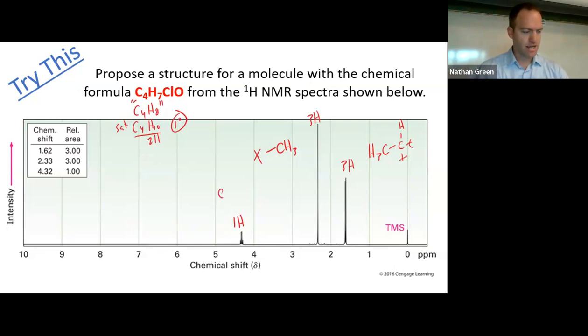Last thing over here is a CH with how many neighbors? 3. It's a quartet. Well, that is a CH next to a CH3. That's a CH next to a CH3. So those are probably related to each other. What else is likely bound to this signal? A chlorine. So let's use one of these bonds and say that I'm going to have a CH with a chlorine attached to it and a CH3. That Cl is going to pull this signal farther to the left and make it de-shielded.